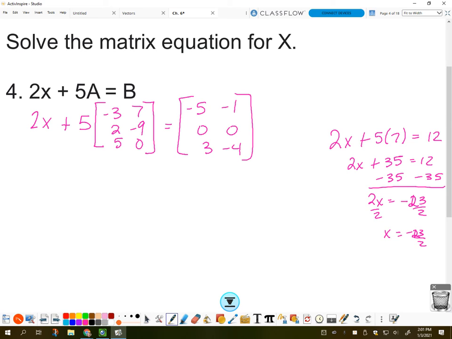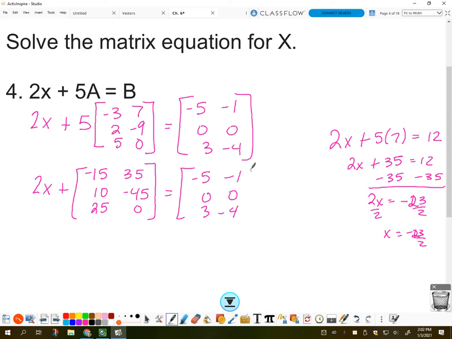So we're going to follow the same steps. We're going to multiply this 5 by this whole matrix. So we have 2x plus the matrix, negative 15, 35, 10, negative 45, 25, 0, equal to the matrix, negative 5, negative 1, 0, 0, 3, negative 4. And in order to add or subtract matrices, they have to have the exact same dimensions because you have to have element for element. So if you ever run across like a 2 by 2 and a 3 by 3 and they're telling you to add or subtract, you're not going to be able to do that. So keep that in mind.